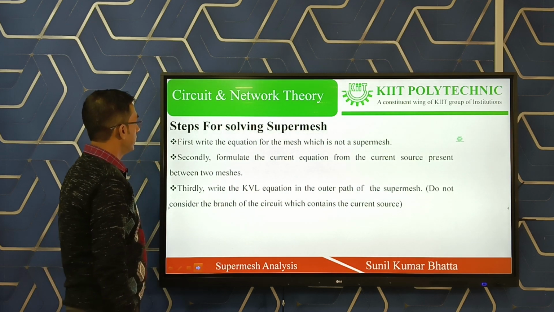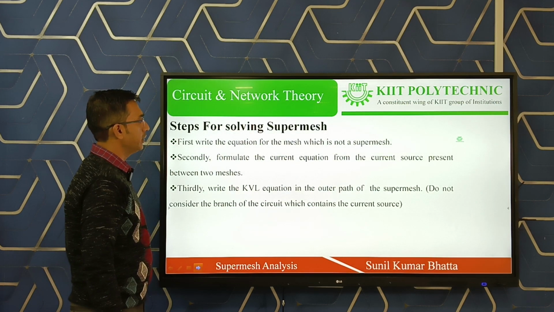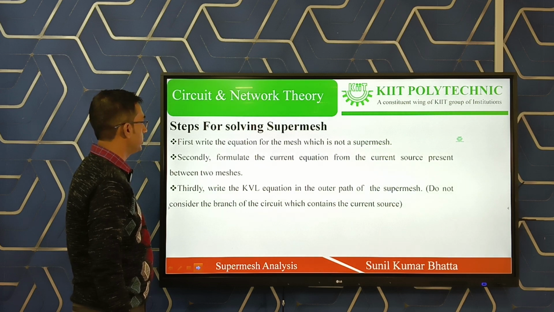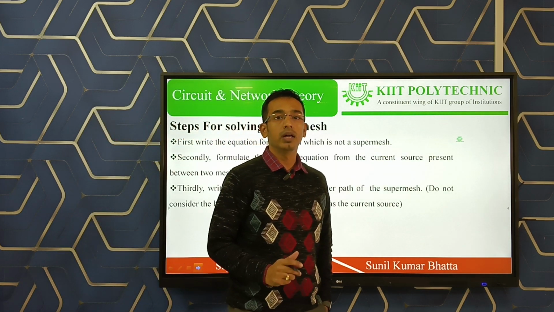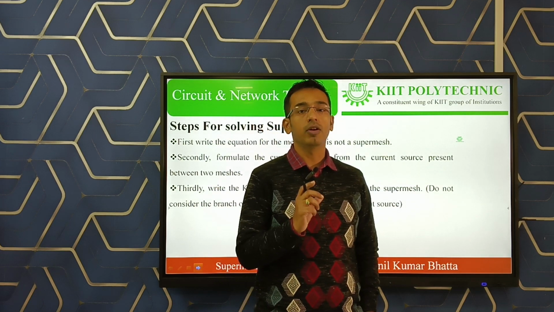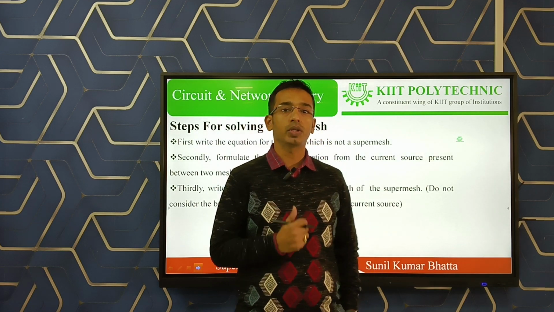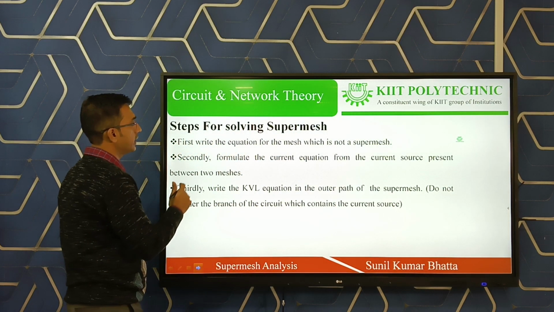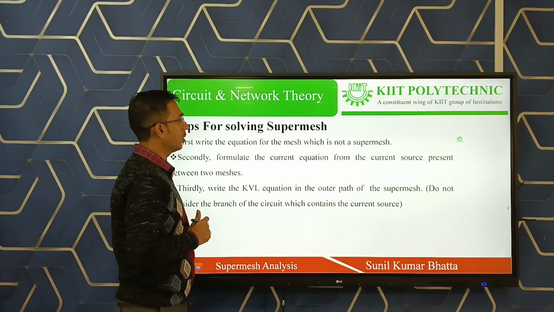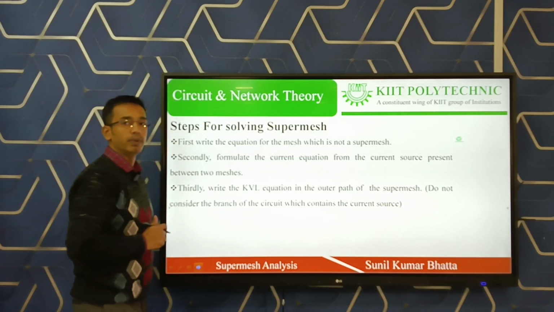So coming to the next point. Secondly, formulate the current equation for the current source present between the 2 meshes. So the current equation, for the common current source we have to write the equation. That will be the second equation. Formulate the current equation from the current source present between 2 meshes.